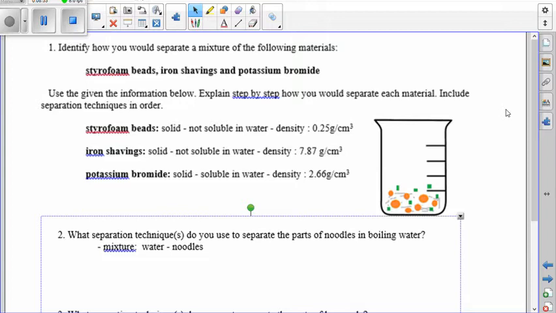Like, this is a solid. It's not soluble in water. Its density is blah, blah, blah. So let me see here. Who has an idea for this one? What would you do? Yes?